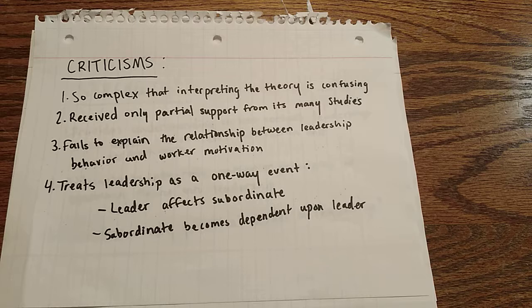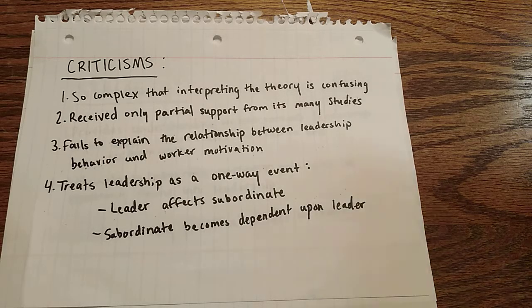And the last criticism about path goal theory is that it treats leadership as a one-way event. The potential difficulty in this type of helping leadership is that subordinates may easily become dependent on the leader to accomplish their work. Path goal theory places a great deal of responsibility on leaders and much less responsibility on subordinates. Over time, this kind of leadership could be counterproductive because it promotes dependency and fails to recognize the full abilities of subordinates.